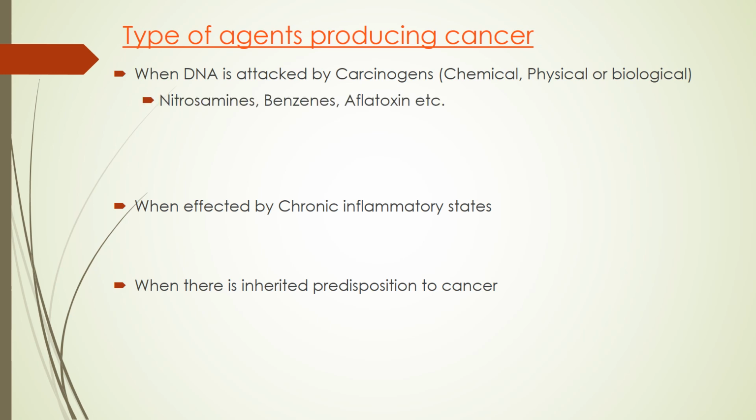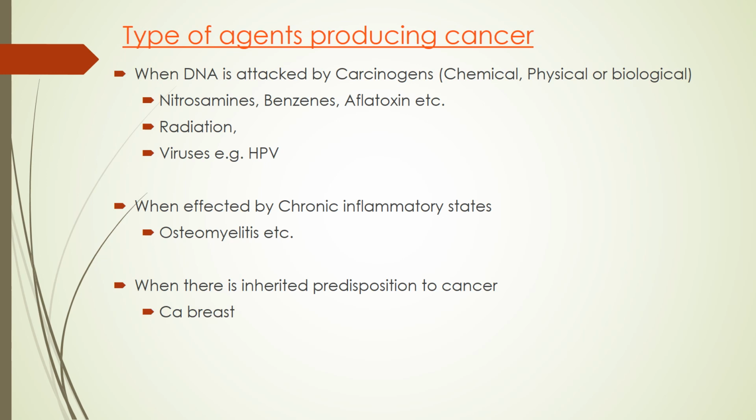As far as chemicals are concerned, nitrosamines, benzenes and aflatoxin are examples. For radiation, the most common example is the atomic explosion, particularly in Japan in the World War, Hiroshima and Nagasaki. Viruses are very important, and one example is HPV, human papilloma virus. Chronic inflammatory states, such as chronic osteomyelitis, are very common, and they may damage the DNA or the cell regulatory cycle and produce neoplasia or malignancy.